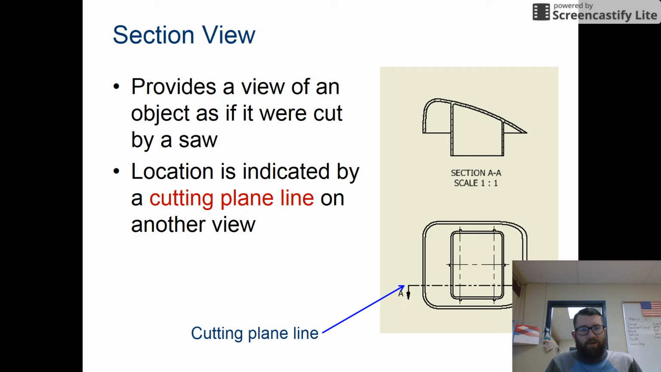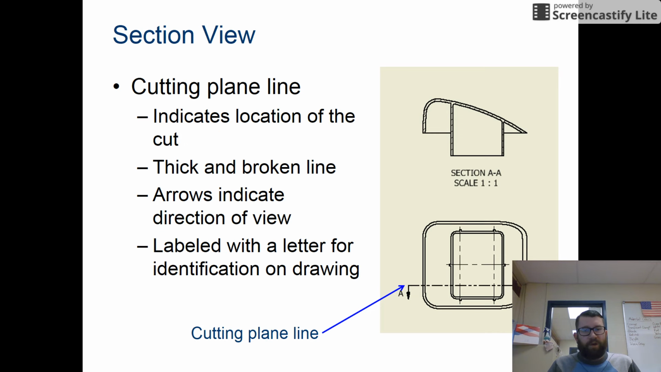A section view provides a view of an object as if it were cut down the middle. You may have heard of the term cross-section before, kind of similar to that. Location is indicated by a cutting plane line on another view, and that's what the A's represent, where the object is cut for the section view. The plane line indicates the location, it's thick and broken, and arrows indicate the direction of the view, and it's labeled with a letter for proper identification.